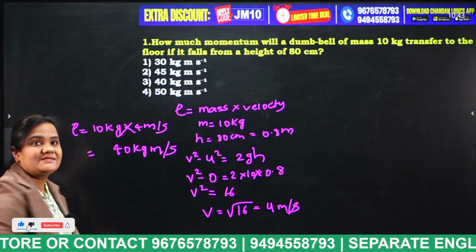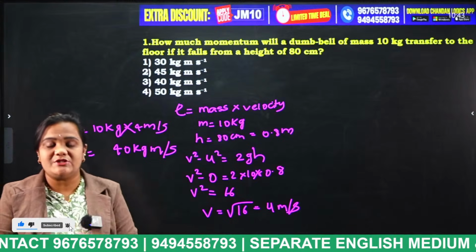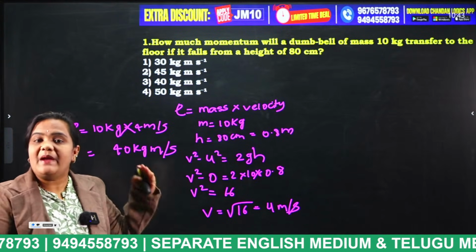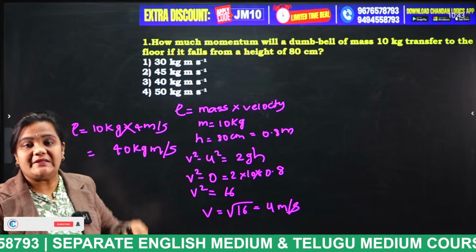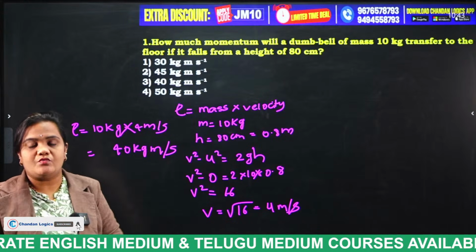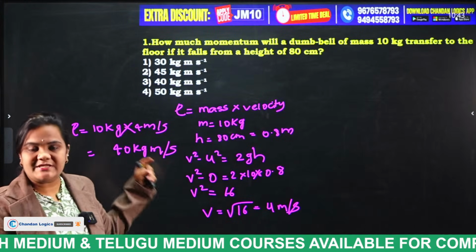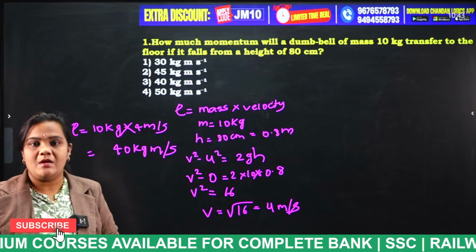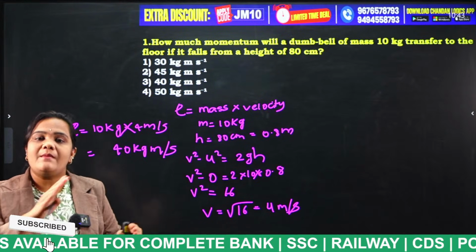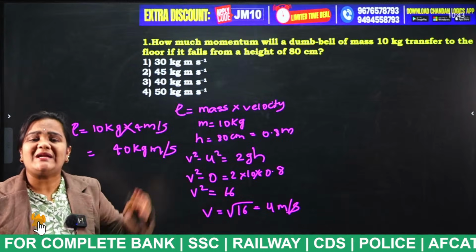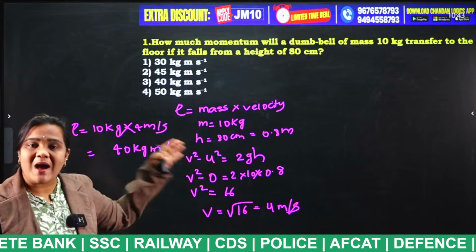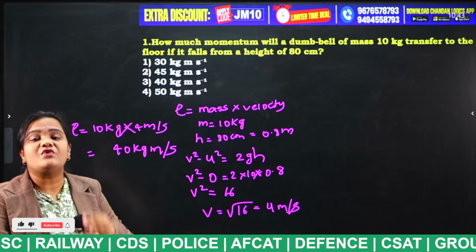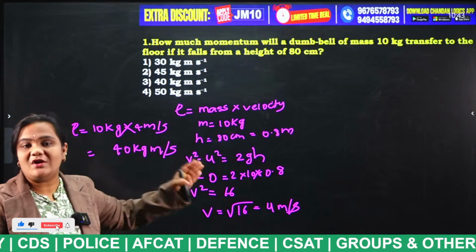So what is the answer? Very, very important model, students. If you get a paper from moderate to difficult level, these questions will be asked. So what do we have to know? In order to solve these types of problems, first of all, we have to know the formula for momentum. What is the formula for momentum? Mass into velocity. So what are the given values here, students? Mass and height.